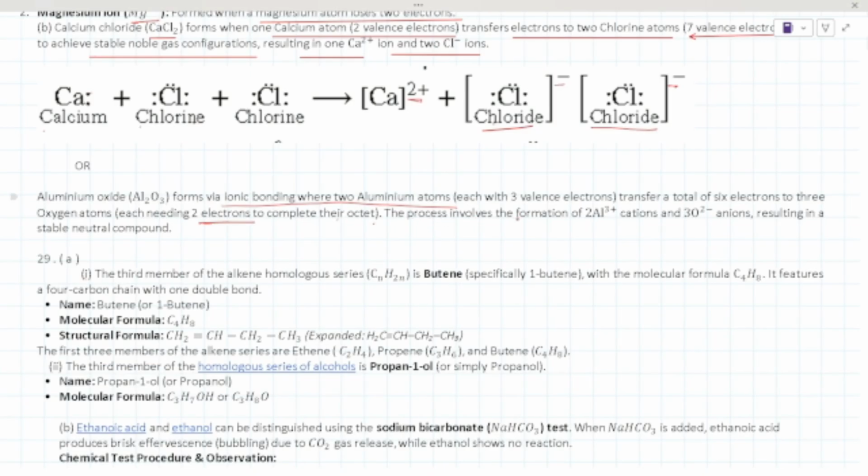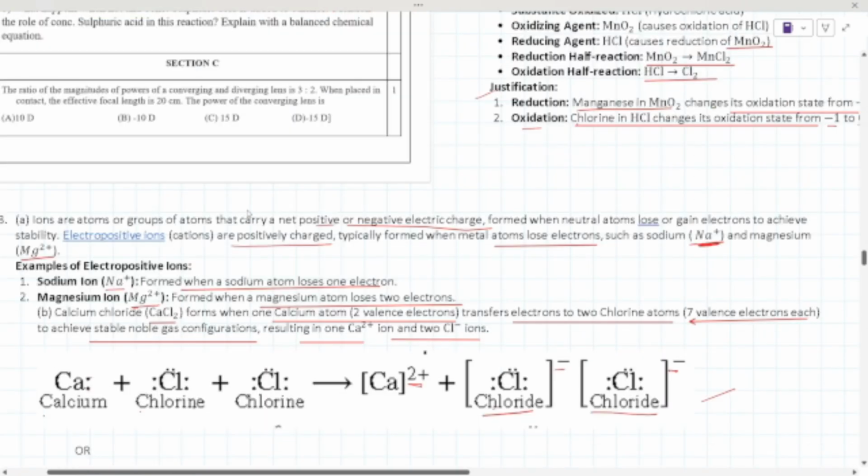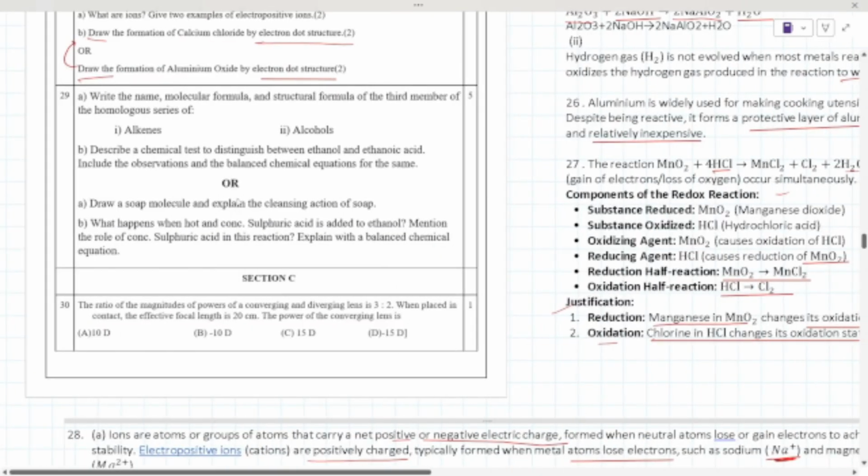The process forms the Al3 plus cation, and here 3 O2 minus anions, resulting in a stable neutral compound. Is it clear? And you can draw the dot structure also as the before one, calcium and chlorine. Is it clear?